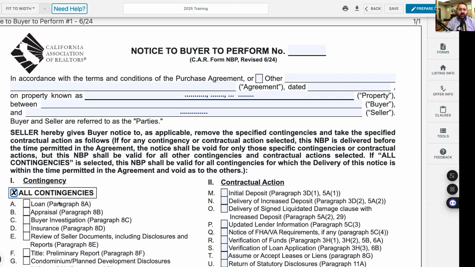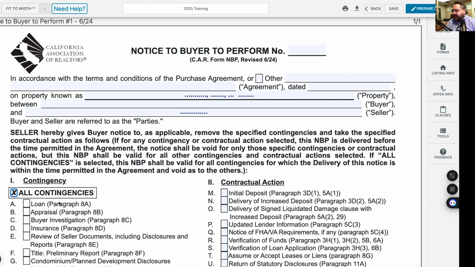But because we fear the notice to perform so much, thinking it means we have to cancel or the deal's going to cancel, we don't do it. So there is no record anywhere, no true verifiable record, that we're doing what we're supposed to do on behalf of our buyers or sellers.